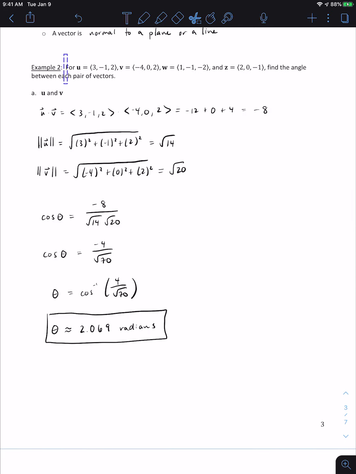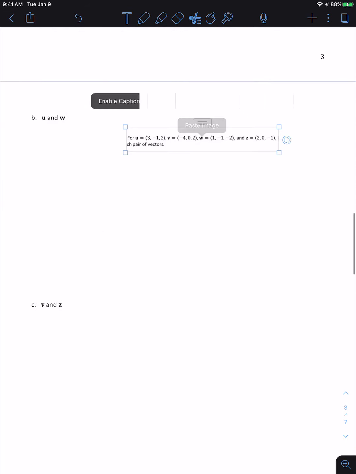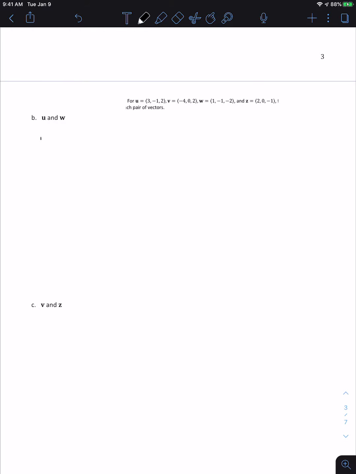Okay, so let's look at U and W. So I need U dot W, which is going to be 3, -1, 2, dot W, which is 1, -1, -2. So what is that going to give me? That's going to give me 3 plus 1 minus 4, when I multiply all those components together. So that's going to give me 0. Something cool happens when the dot product's equal to 0. Since the dot product's equal to 0, we know that U and W are orthogonal. So because they're orthogonal, we're expecting the theta between them to be equal to pi over 2.